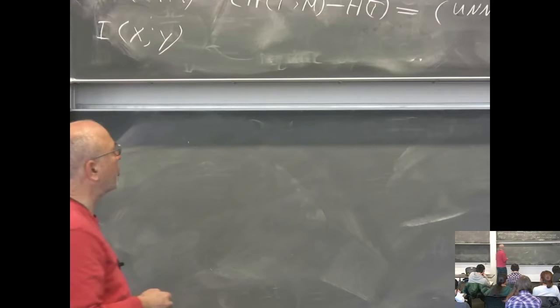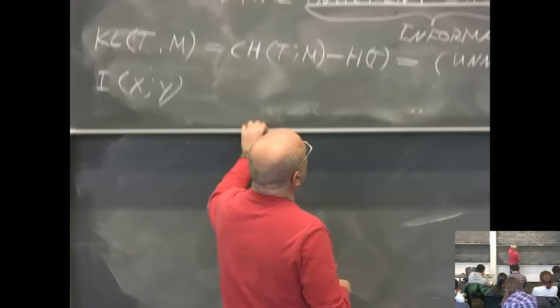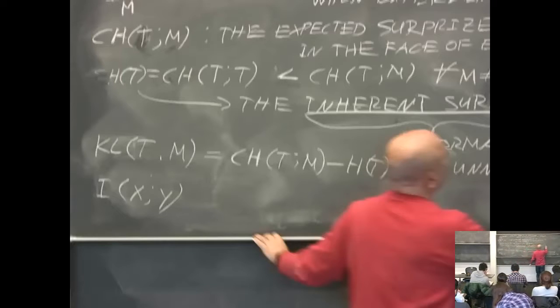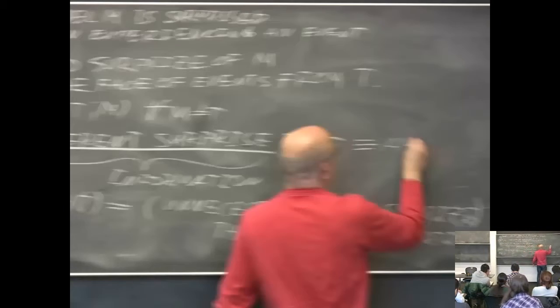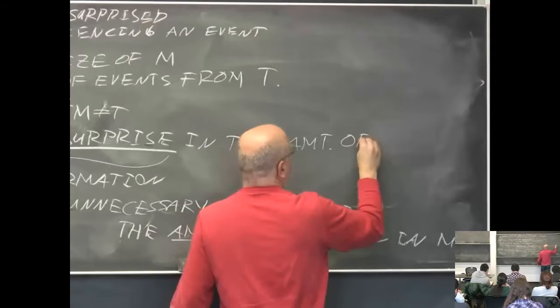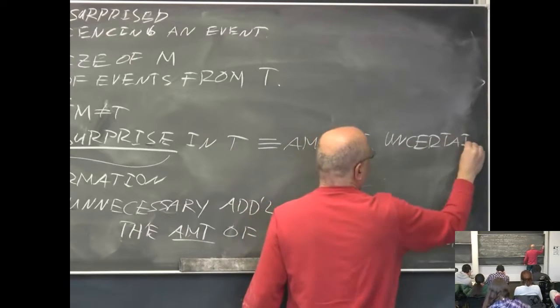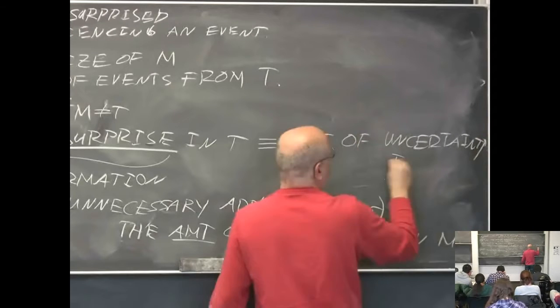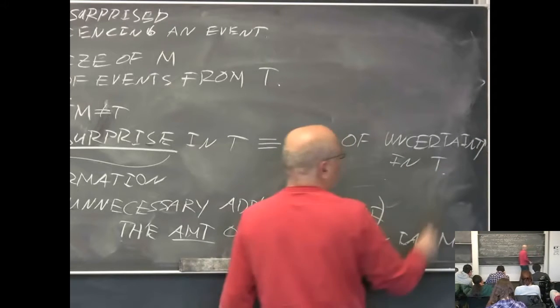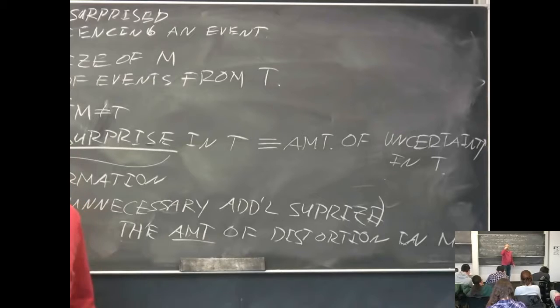But the amount of uncertainty would be here. Of uncertainty in T. The amount of uncertainty in the distribution T.